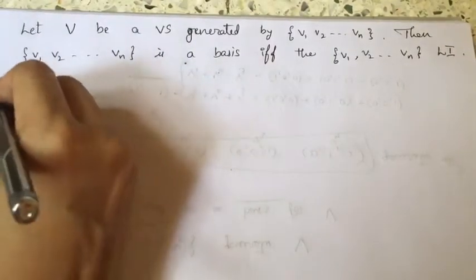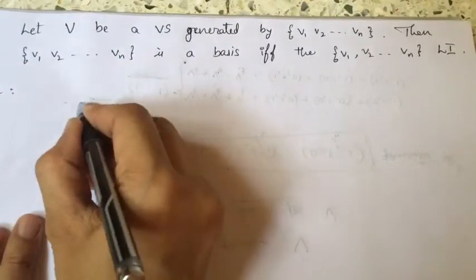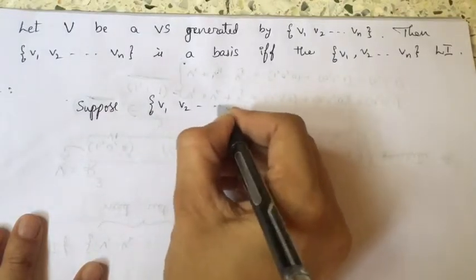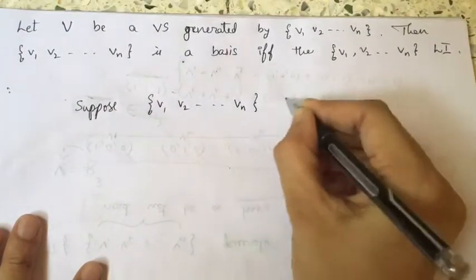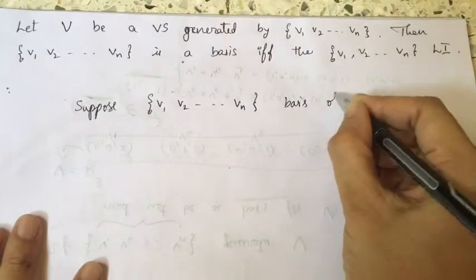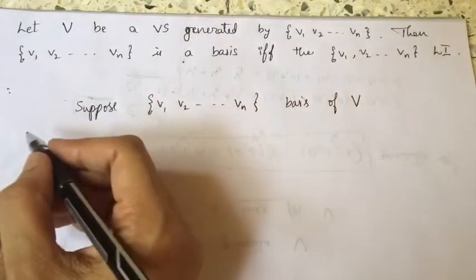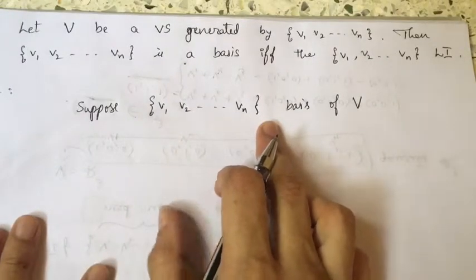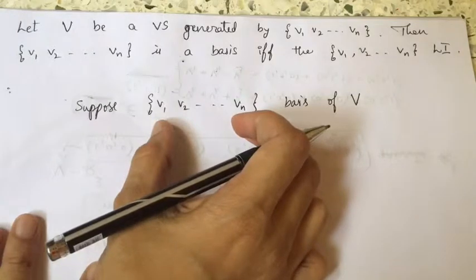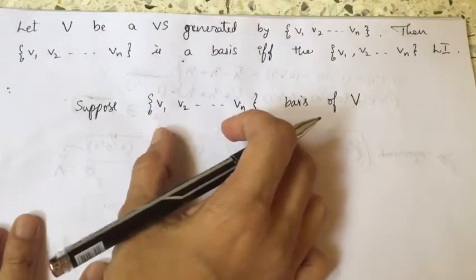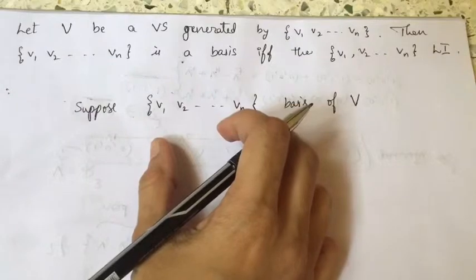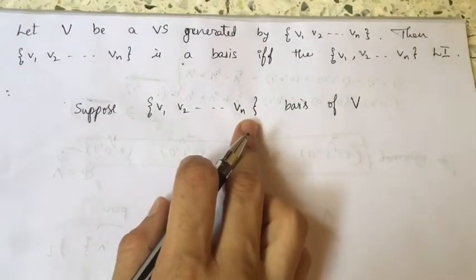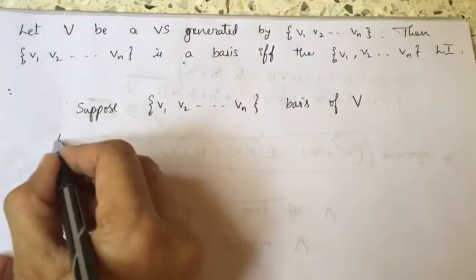So the first part, suppose the vectors v1, v2, ..., vn form a basis of V. Then I have to show these are linearly independent. In the sense, I have to take a linear combination of vectors equal to 0, and if I end up with all scalars equal to 0, then it means these are linearly independent, right?